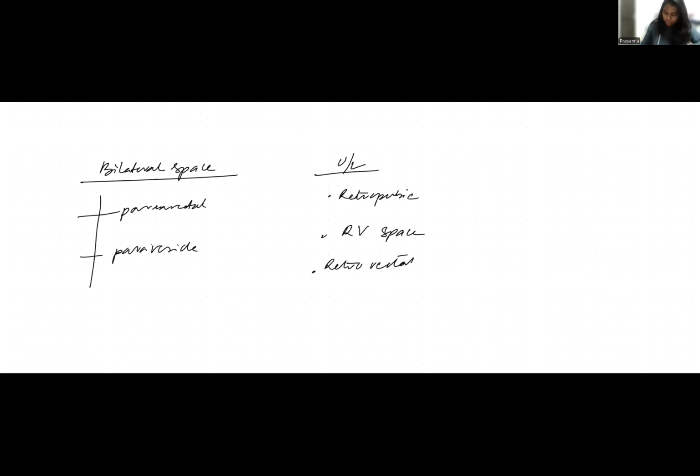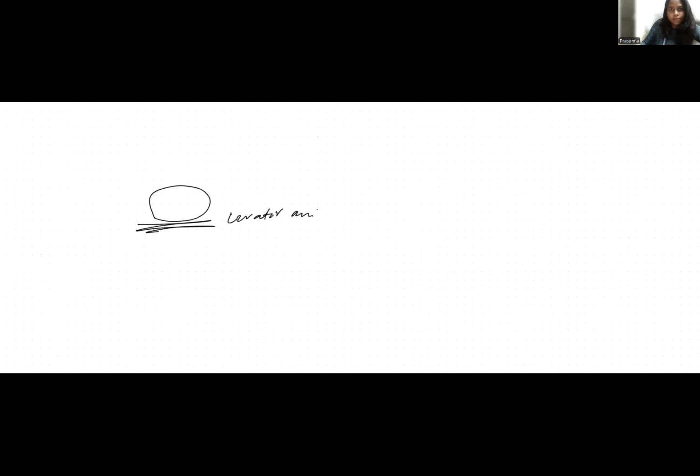Now we learn about boundaries. For all these spaces, below there is the levator muscle, and above the roof is generally made up of peritoneal lining. So these are common points: peritoneal lining above and the levator muscle below. These are all virtual spaces so that injury to vital structures can be avoided.